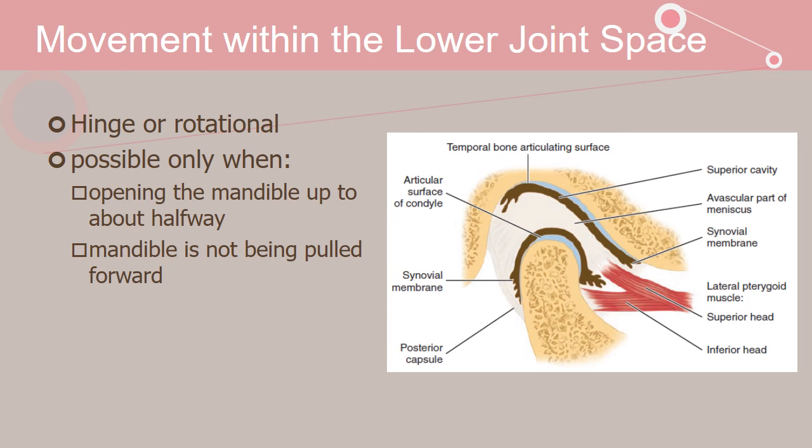Hinge or rotational movement occurs within the lower joint space here. Okay? Hinge movement is possible only when opening the mandible up to about halfway and the mandible is not being pulled forward.